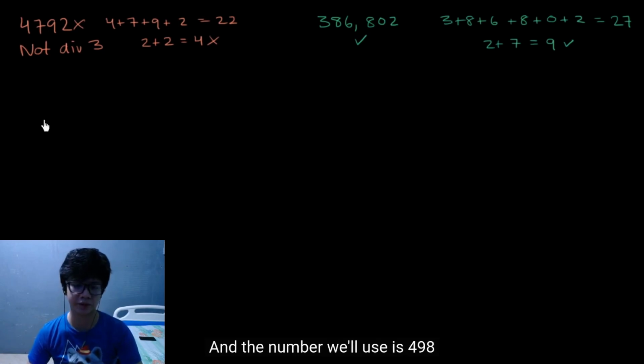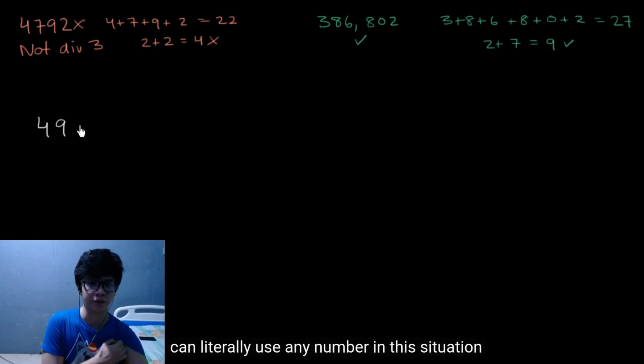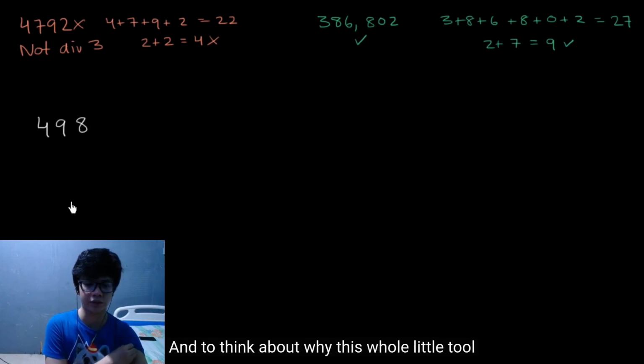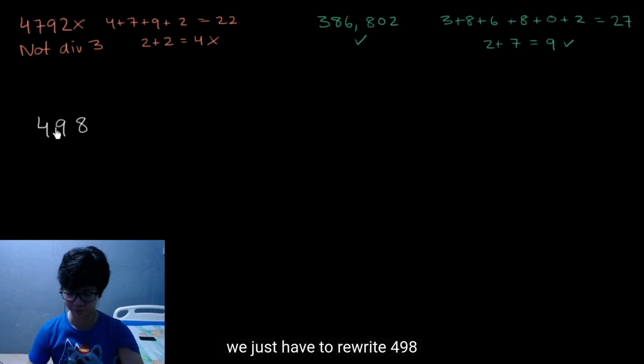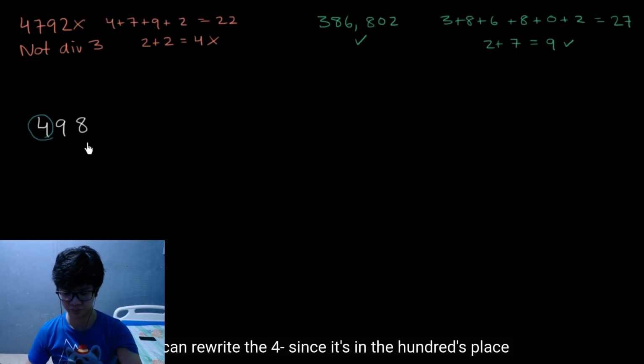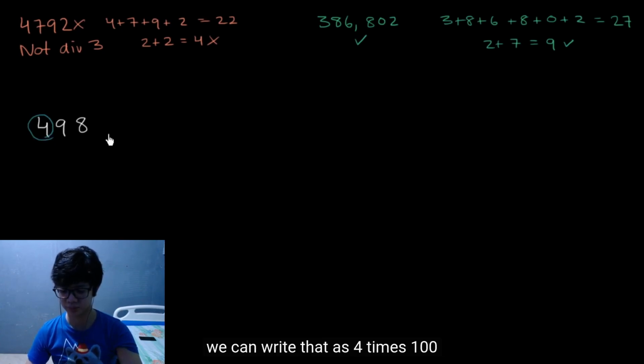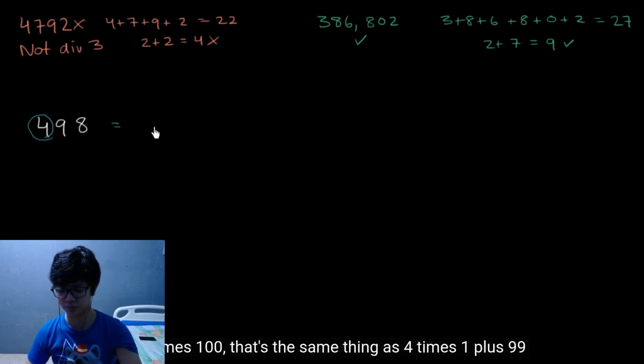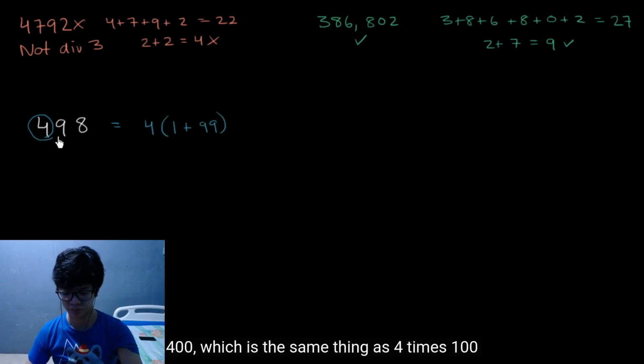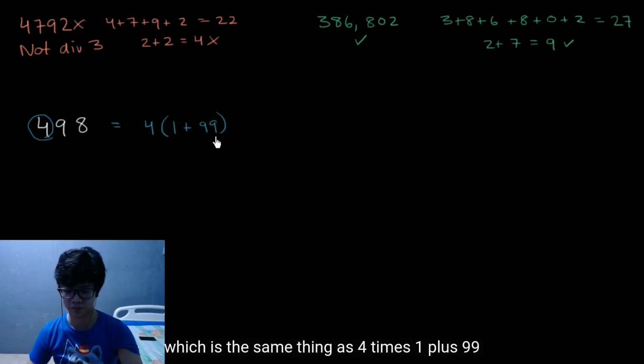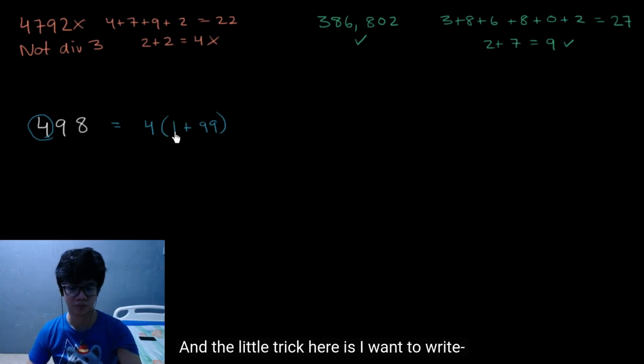And the number we'll use is 498. I could literally use any number in this situation. To think about why this whole little system works, we just have to rewrite 498. Since the 4 is in the hundreds place, we could write that as 4 times 100. Or 4 times 100, that's the same thing as 4 times 1 plus 99. That's all this 4 is. It's 400, which is the same thing as 4 times 100, which is the same thing as 4 times 1 plus 99.